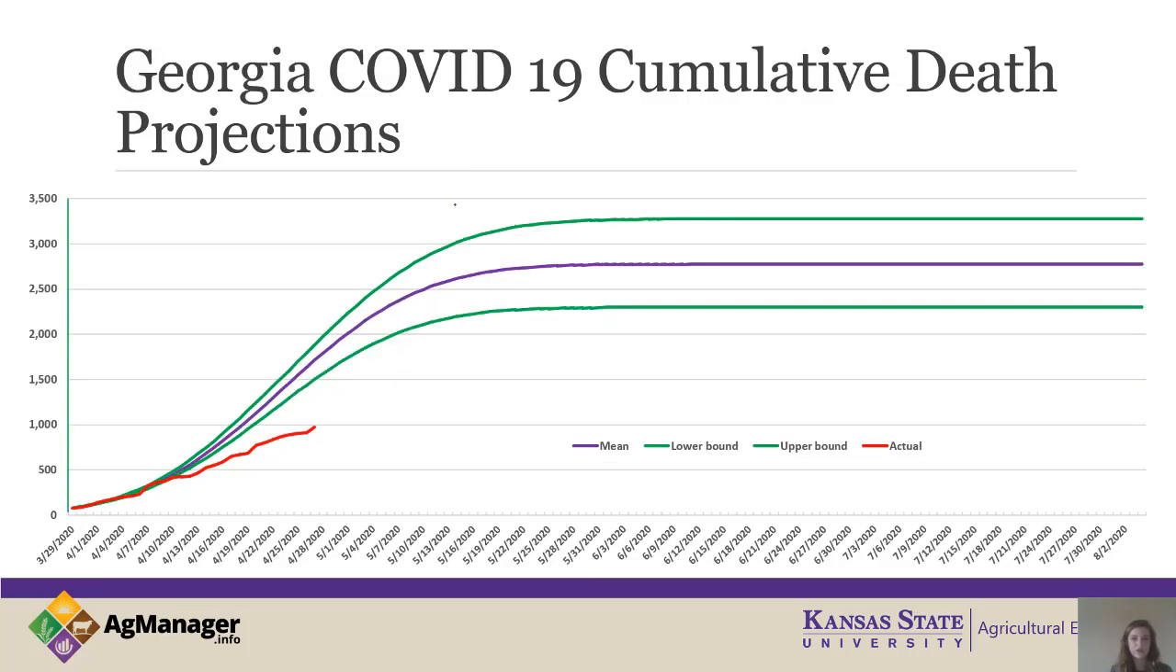In terms of Georgia cumulative death projections, we have seen the actual deaths fall not only under the mean, but really outside of the lower bound at this point. As you can see, Georgia cumulative deaths are tracking pretty far below what was estimated March 29th.